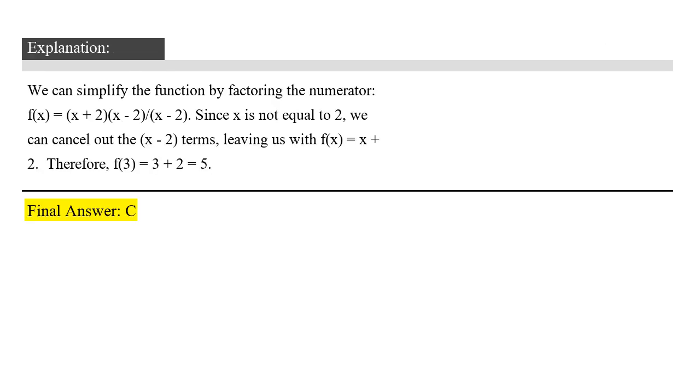We can simplify the function by factoring the numerator: f(x) equals (x plus 2)(x minus 2) over (x minus 2). Since x is not equal to 2, we can cancel out the (x minus 2) terms, leaving us with f(x) equals x plus 2. Therefore, f(3) equals 3 plus 2, which is equal to 5.